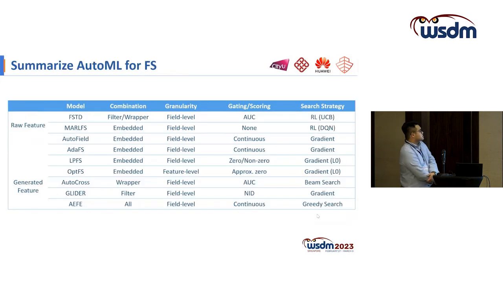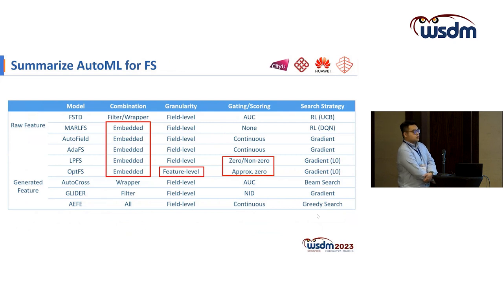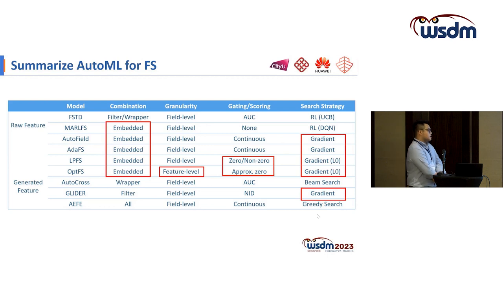To sum up my part, we could find that the embedding method is very easy to use for feature selection problems, and there is little attention on the feature level selection, which may be a research direction. Also for the scoring method, maybe exact zero scores is more applicable for real world applications, and for the search strategy, the gradient descent method is dominant. And next, Mr. Chen Bo will introduce the feature embedding component for us. Thank you.